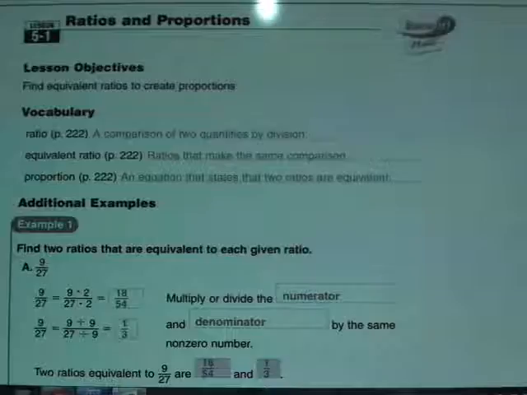So this is just a good chance for us to go over the idea of ratios before we head into the real meat and potatoes of 8th grade math, a lot of pre-algebra and algebra-like concepts when we're talking about slope.